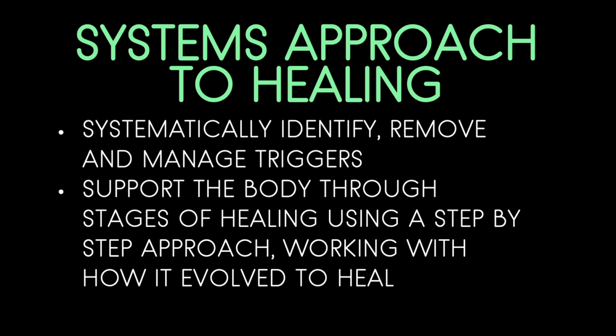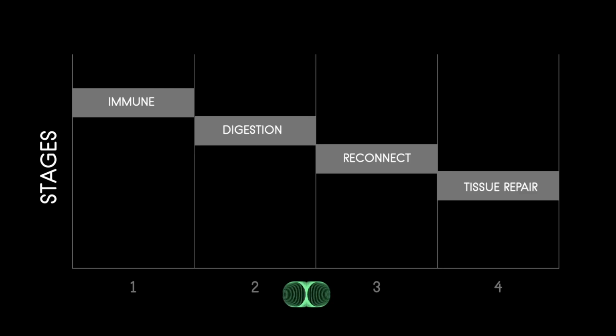So what we really need is a systems approach to healing. So we want to systematically identify, remove, and manage triggers. And we want to support the body through stages of healing using a step-by-step approach and working with how your body evolved to heal. So in our group, we go through the 4 stages of healing, and this is really consistent with cell danger response and how we heal, and also translating that up to us as a person and not just ourselves. And so we combine what we know from a variety of sources to work with your body and to take you through a process.